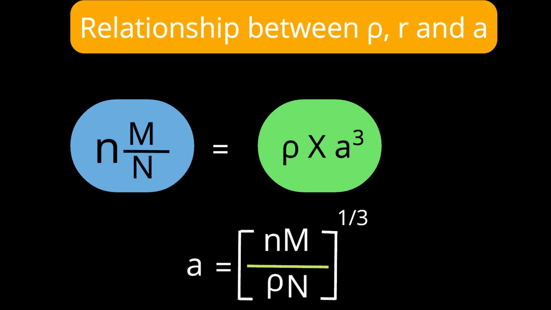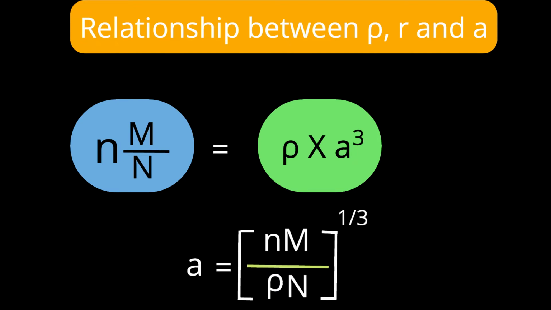Small n has no unit. Capital M has unit gram per mole. Rho has unit gram per cm cube. Capital N has unit per mole. So what will be the unit for A? It is centimeter. But if we are to convert it into picometer, then what will you do?